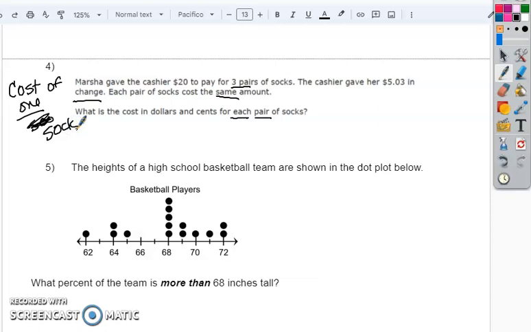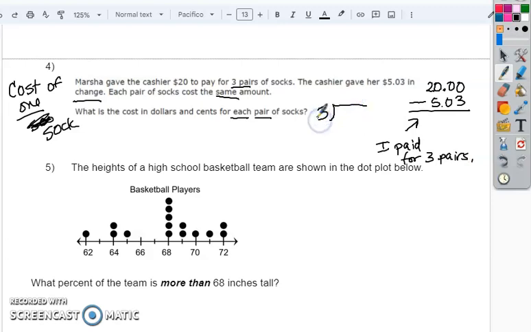So you have to think. You give the cashier $20. She's giving you money back. She is giving you $5.03 back. So I take that away to figure out how much I paid for 3 pairs, right? This will give me a total that I paid for 3 pairs. Then in order to find the cost for 1, we have to divide that by 3. It's a little bit more confusing. I think it's good. We need to know how to think through these, okay?